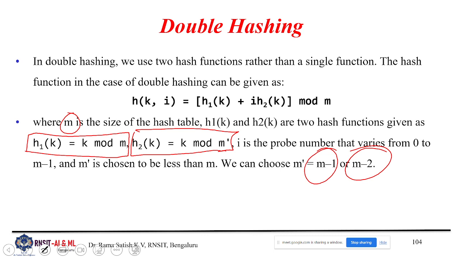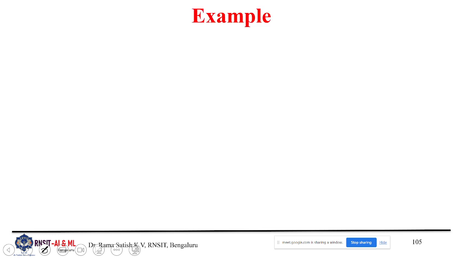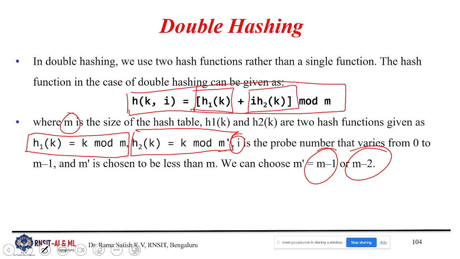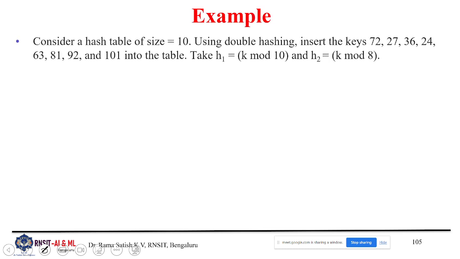And i is the probe number. We already know i is the probe number, and it varies from 0 to m minus 1. M dash is nothing but a value lesser than m. We can choose m dash as either m minus 1 or m minus 2. That's in our hands. Okay, now take one example. Hope you have already noted this. This is very, very important, the hash function. You have two hash functions, one is h1 and another one is h2. You should note it down. Now, take the example.